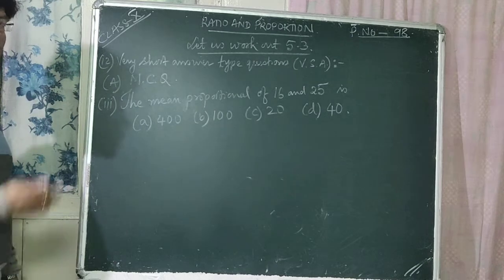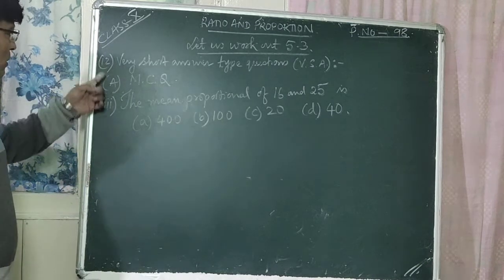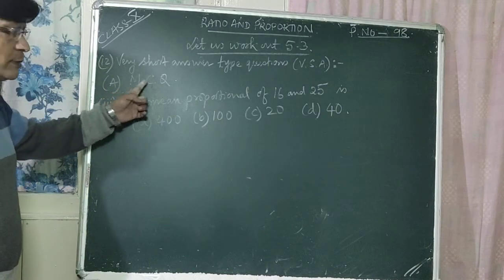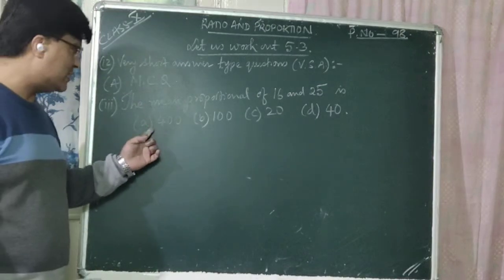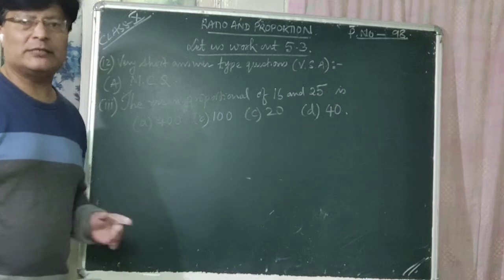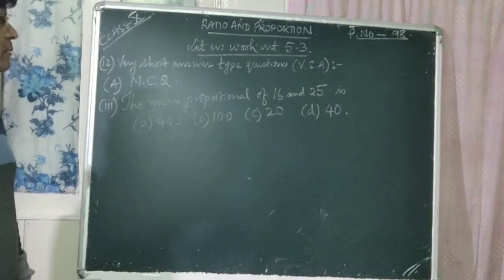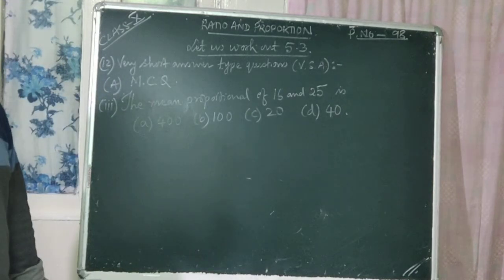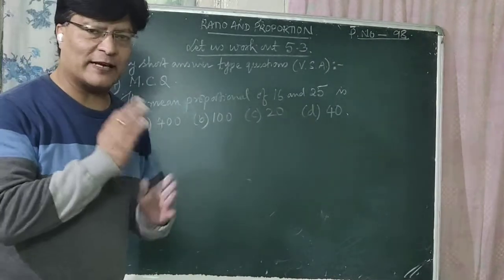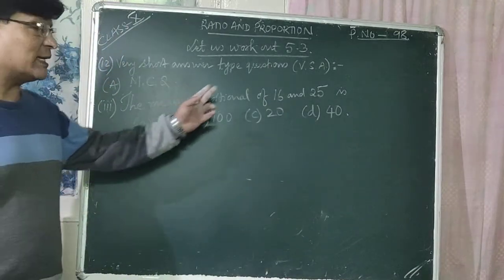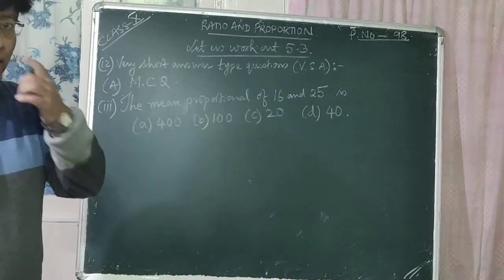Now we'll do the next question, that is 12A number 3. This is also multiple choice question type. You have to choose the correct option among these 4 options, that is A, B, C and D. The mean proportional of 16 and 25 is, which is the correct option? So mean proportional means you have to find out the second term. That is first and third term are given. You have to find out what?